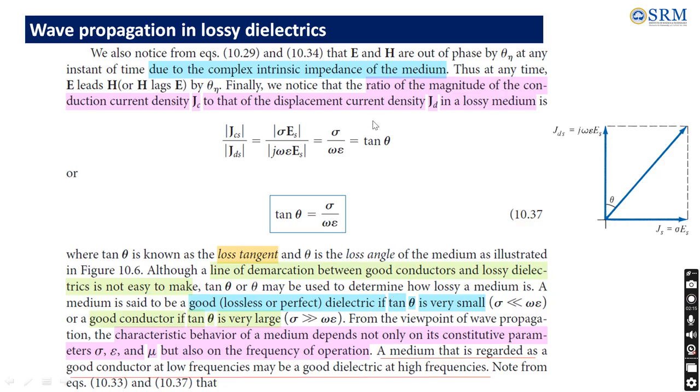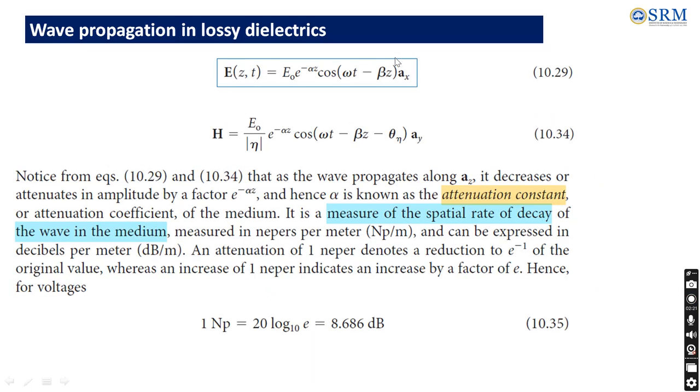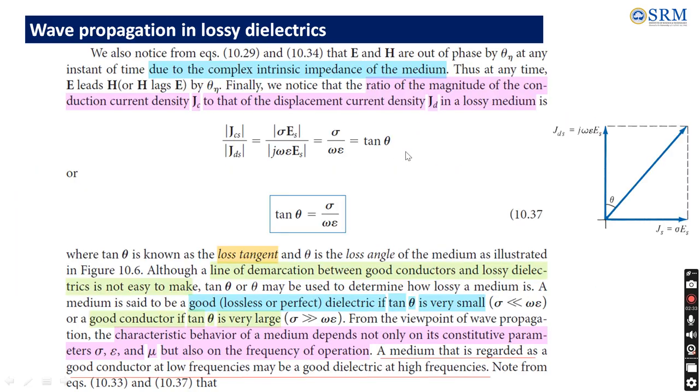Now we are going to understand about loss tangent of the medium. Before that, we have to observe one more thing. Wave is getting attenuated, and there is a phase shift also. If we compare electric and magnetic field expressions, the electric field is leading the magnetic field by an amount of theta eta, due to the complex intrinsic impedance of the medium.